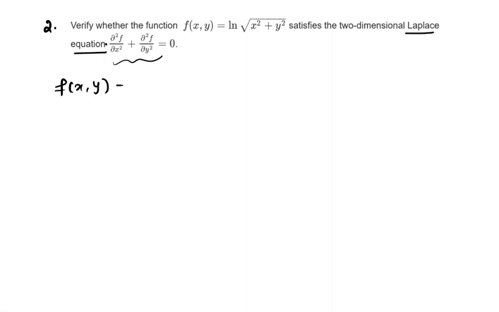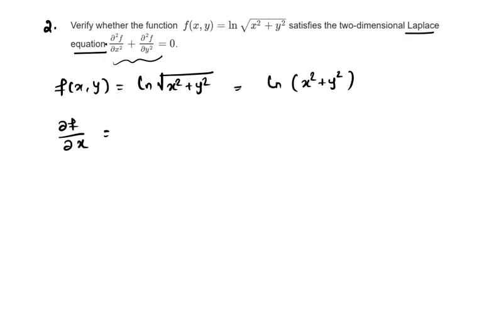So first, the function is given as log of root x squared plus y squared. First, let us find dou f by dou x, that is, differentiating partially with respect to x. So let us write the given function in terms of log of x squared plus y squared. Since it is a root, it can be written as the whole power 1 by 2. So we have log here.